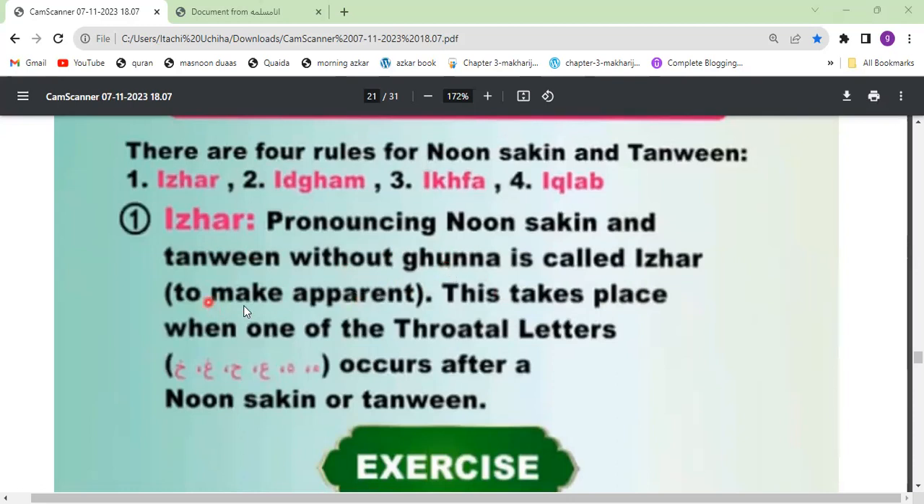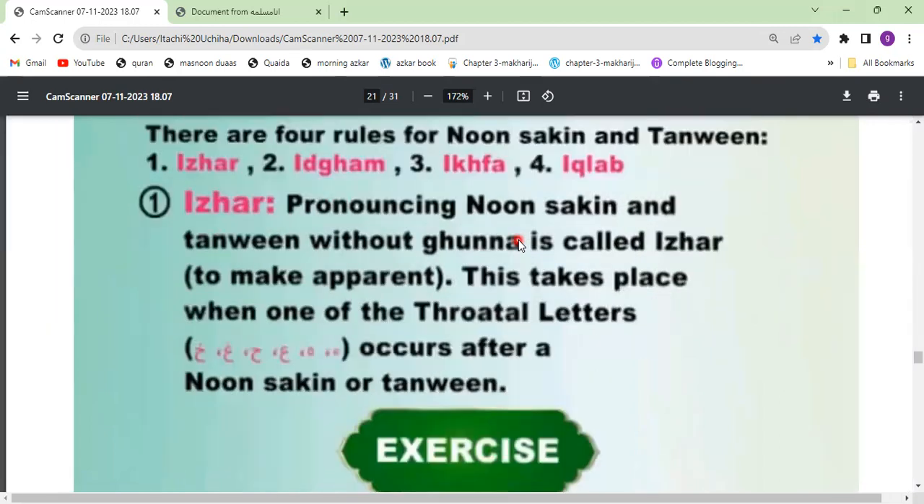So it says to make apparent. What does to make apparent mean? To make it clear. Yeah, to make it clear, you have to pronounce the noon sakun and the tanween with a very clear sound. Okay, this is what izhar means. Now, when we have to make the noon sakun clear, do you understand when I say the noon sakun? Yeah. So it's basically the letter noon.